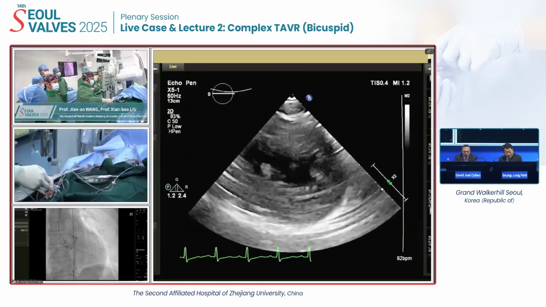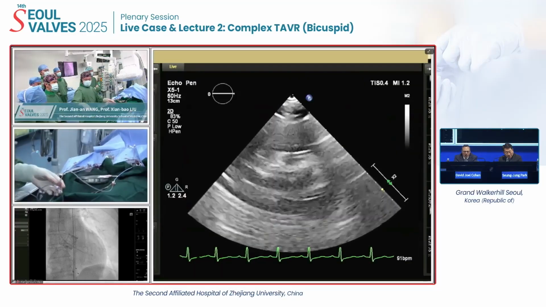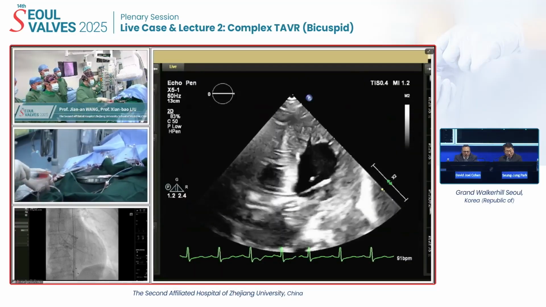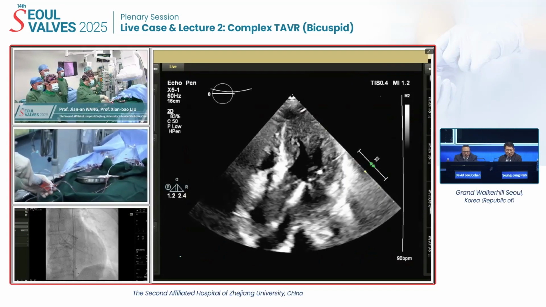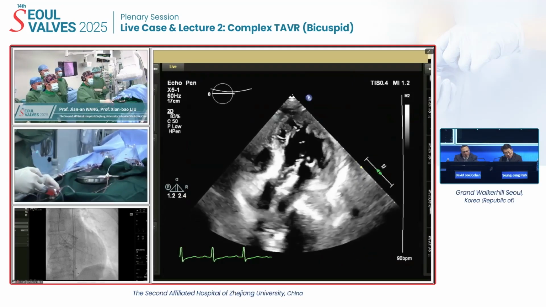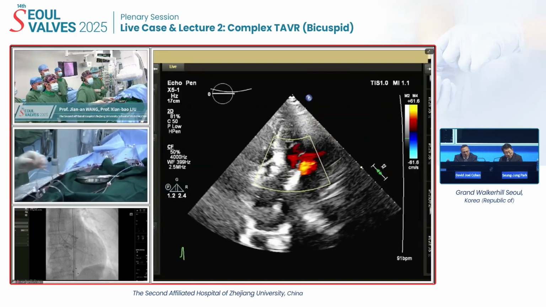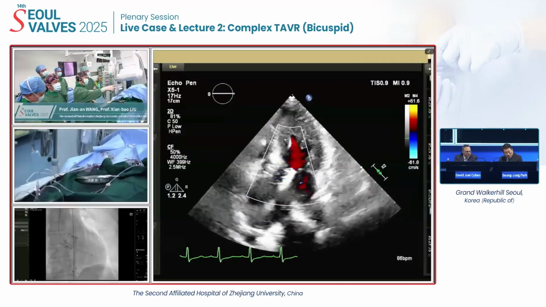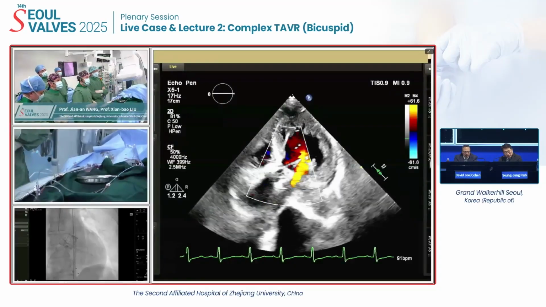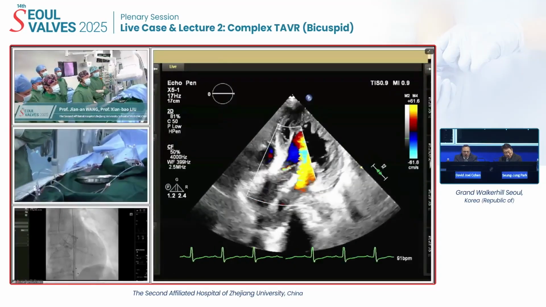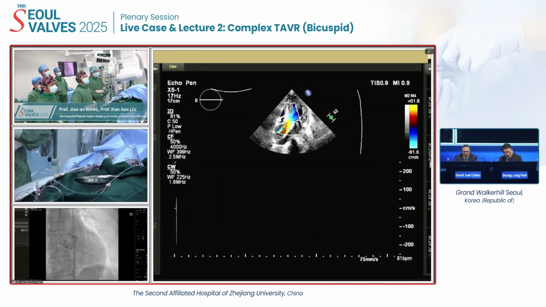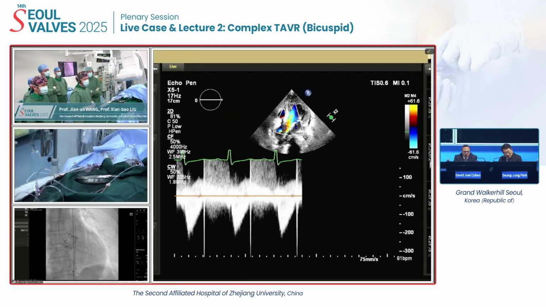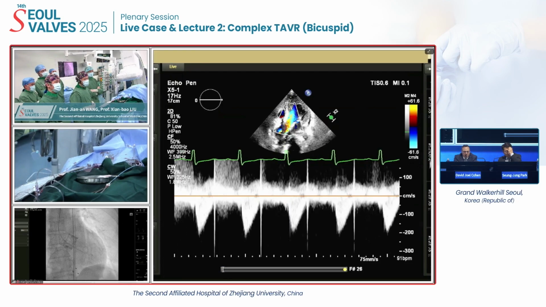Don't see any AR there. Now we are checking the pressure gradient. There is no regurgitation here either. Can you see the echo? It's a five chamber view. From the five chamber view, we didn't see any regurgitation. So now we are checking the pressure gradient.